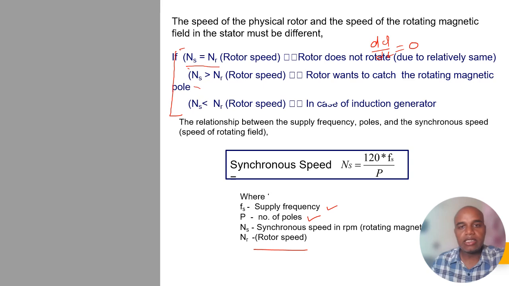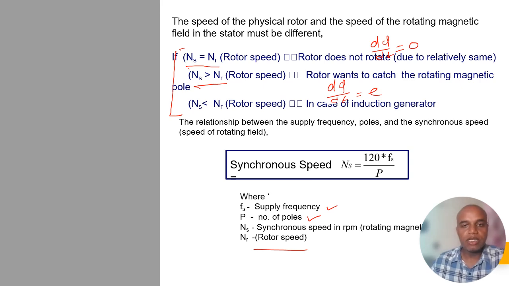Second, let's say the synchronous speed is more than the rotor speed, or my rotor is rotating at less than the synchronous speed, which is obviously the actual scenario in the induction motor. In that case, the rotor always wants to catch up with the rotating magnetic field, and it will keep rotating because there is some relative speed between the stator magnetic field and the rotor. Therefore we have the d phi by dt and the induced EMF, which further drives current in the rotor bars, and then due to the induction phenomenon, my rotor starts rotating or keeps on rotating.